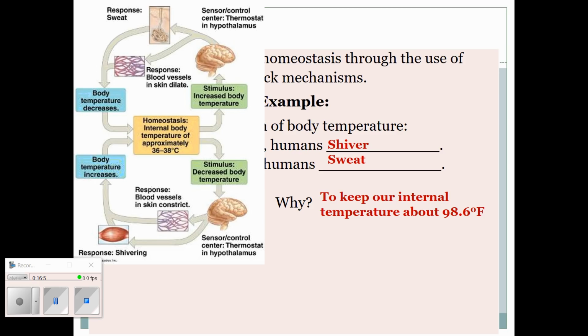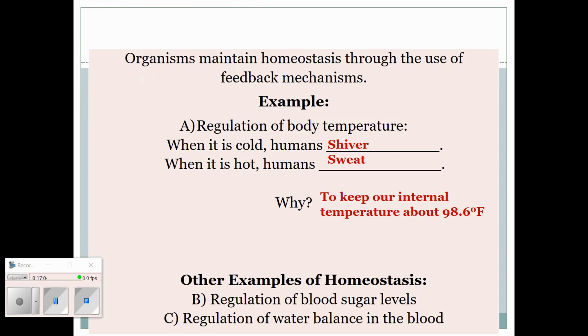This is just a diagram that shows you how your brain communicates with the rest of your body in order to help maintain your body temperature. 2 other examples of homeostasis: the regulation of blood sugar levels, which some of us have issues with. Many of us know people who are diabetic who have difficulty controlling their blood sugar level, and they need to take insulin in order to help their body do that.